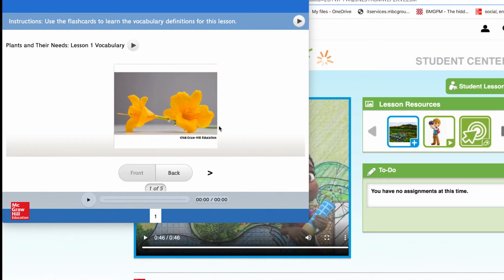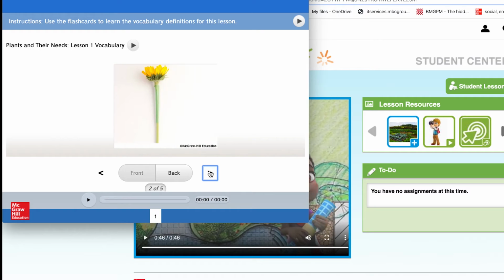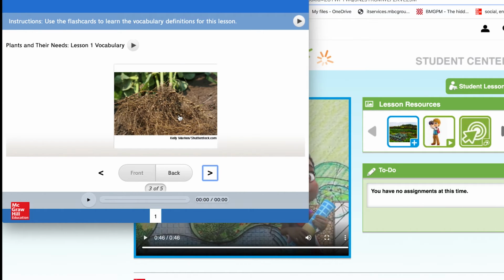So let's use these flashcards to learn more about the definitions that we have. This is a flower. Do you know what this part is called? This part is the stem. So the flower is at the top of the stem. The parts at the bottom that grow under the soil or underground are the roots. And roots drink up water, and they take the water up to the stem and to the flower.